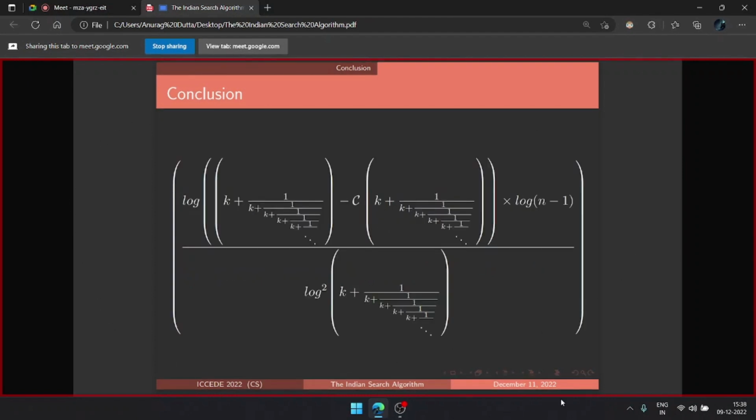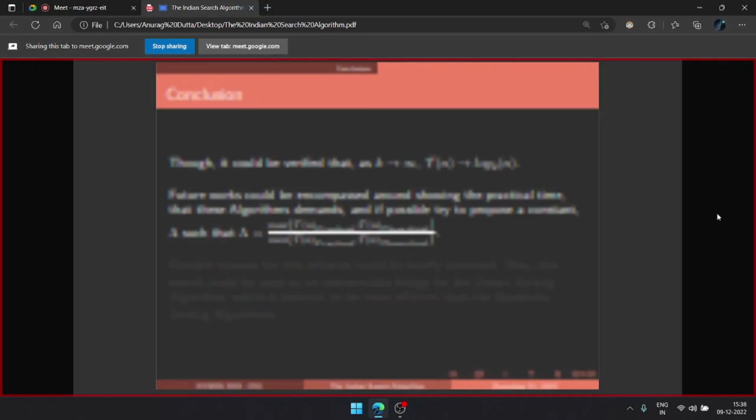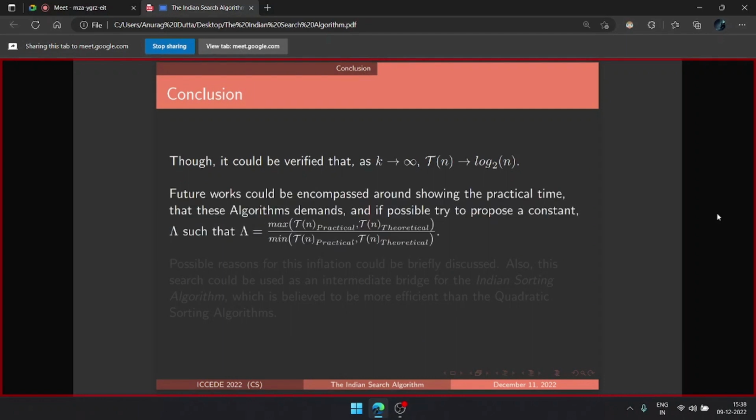Now again, the proof behind this value has been mentioned quite well in this paper. I have tried my best to prove that, but it is quite a tedious proof. Though it could be verified that for k tending to infinity, the tn would tend slightly to log base 2 of n.